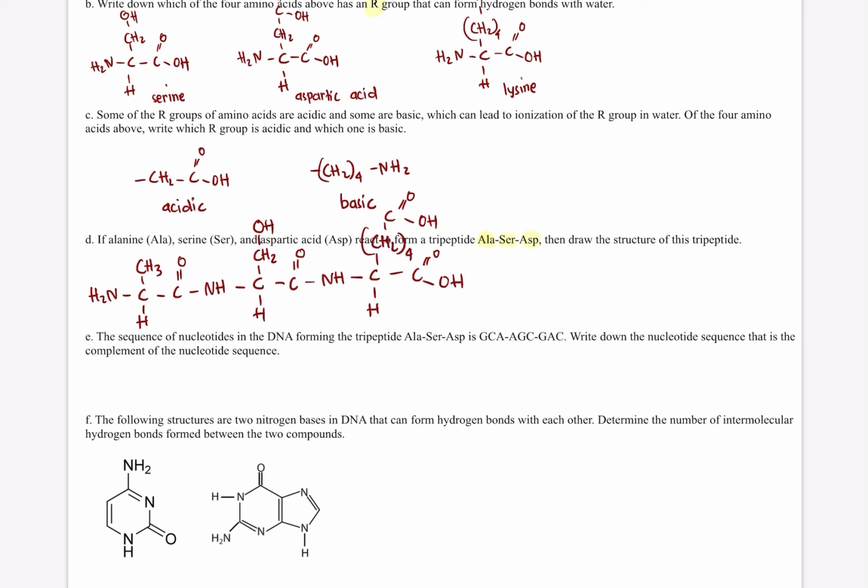Now the next one here. The sequence of the nucleotides in the DNA forming the tripeptide alanine, serine, aspartic acid is GCAAGCGAC, and then write down the nucleotide sequence that is the complement of this nucleotide sequence. So basically we have here GCA, that is the alanine, and then AGC, that is the serine, and then GAC, that is the aspartic acid, and then we want to write the complement.